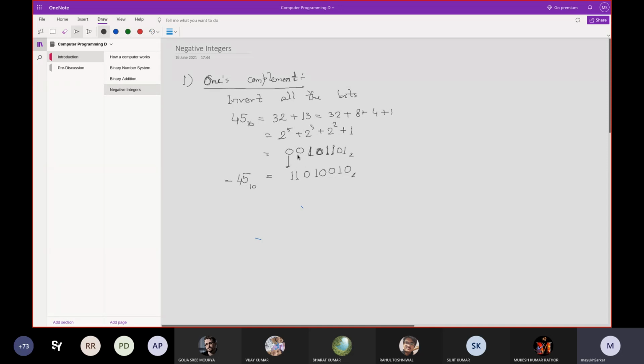0 becomes 1. That means simply invert the bit. 1 becomes 0. 0 becomes 1 and 1 becomes 0. So in 1's complement, minus 45 is simply 1, 1, 0, 1, 0, 0, 1, 0. Okay. Is it clear?